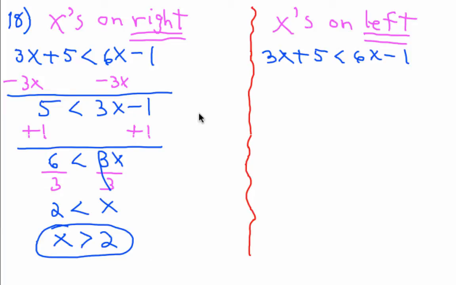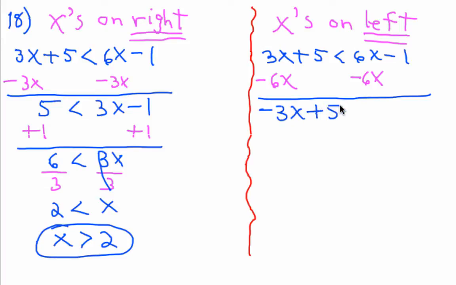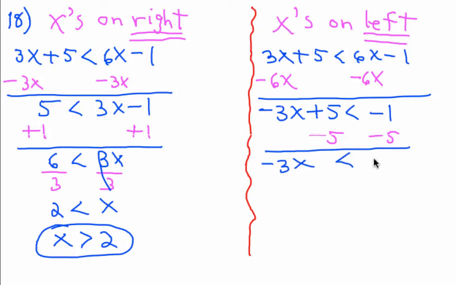Now what happens when we solve for x if we place the x's on the left? Well, we subtract 6x from both sides, and that gives us 3x take away 6x, which is negative 3x. So we'll get negative 3x plus 5 is less than negative 1. Now we'll subtract 5 from both sides, and we'll wind up with negative 3x is less than negative 1 minus 5, which is negative 6.